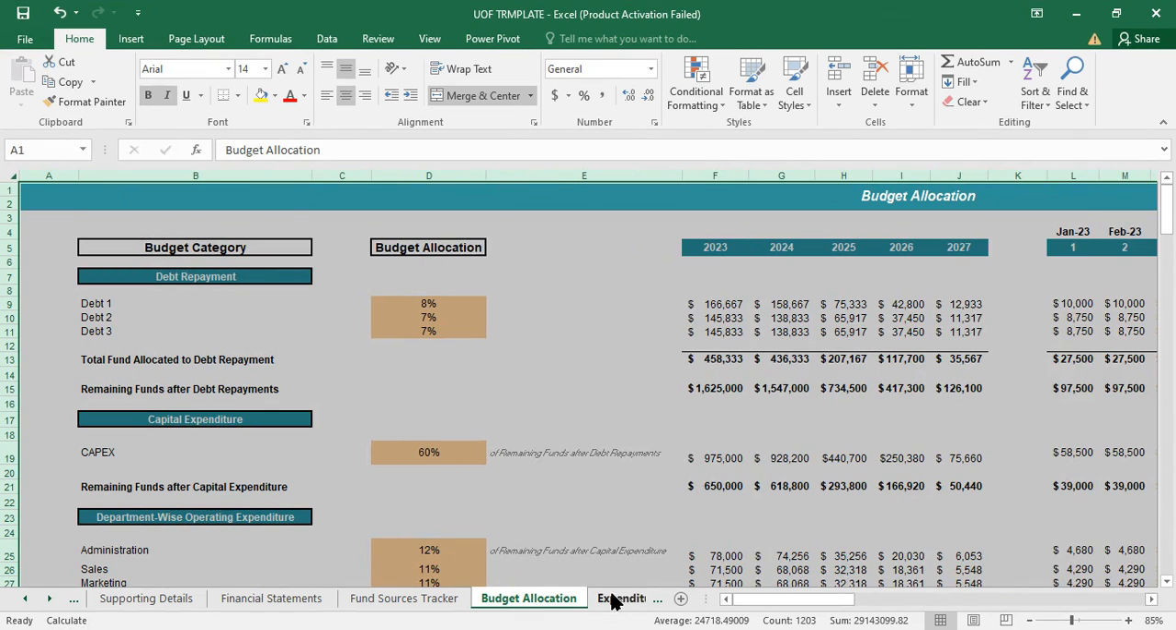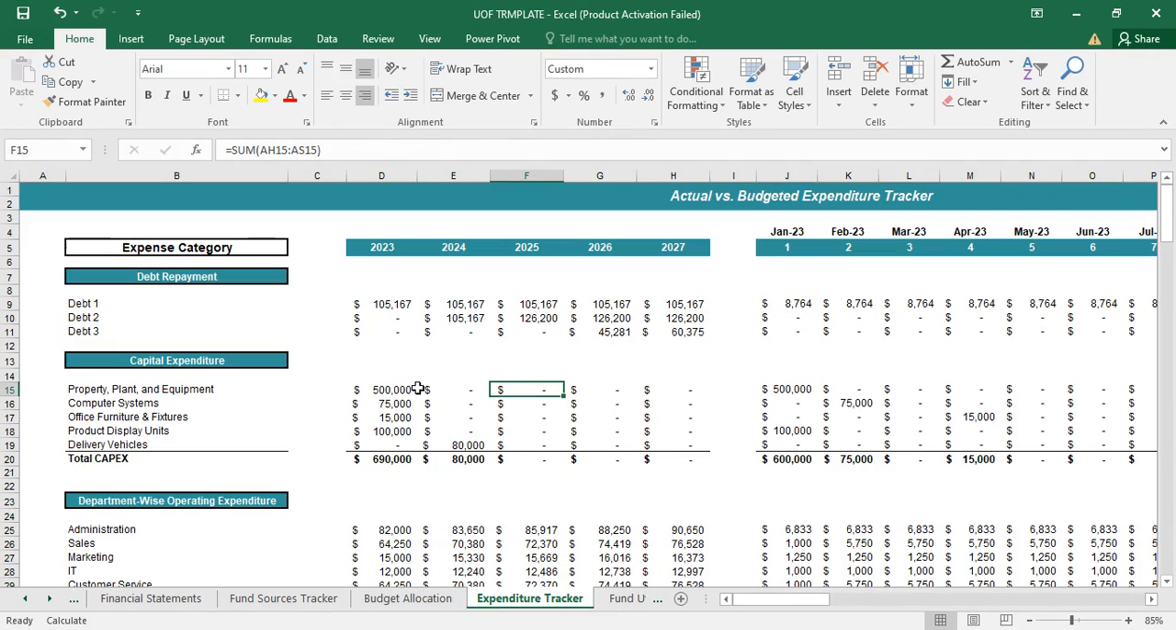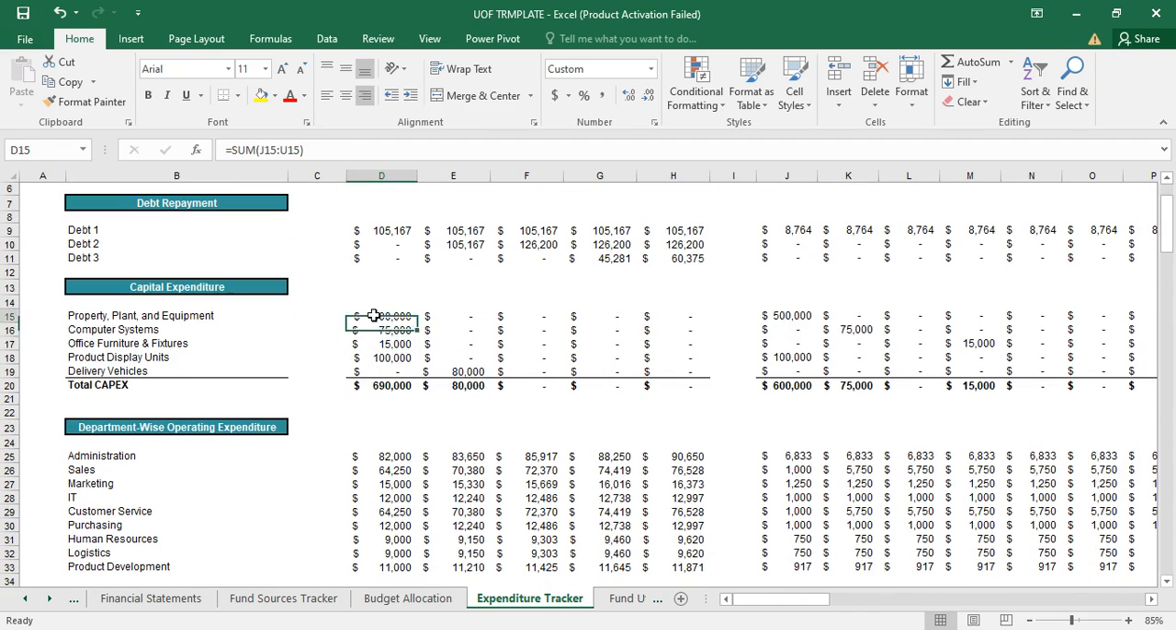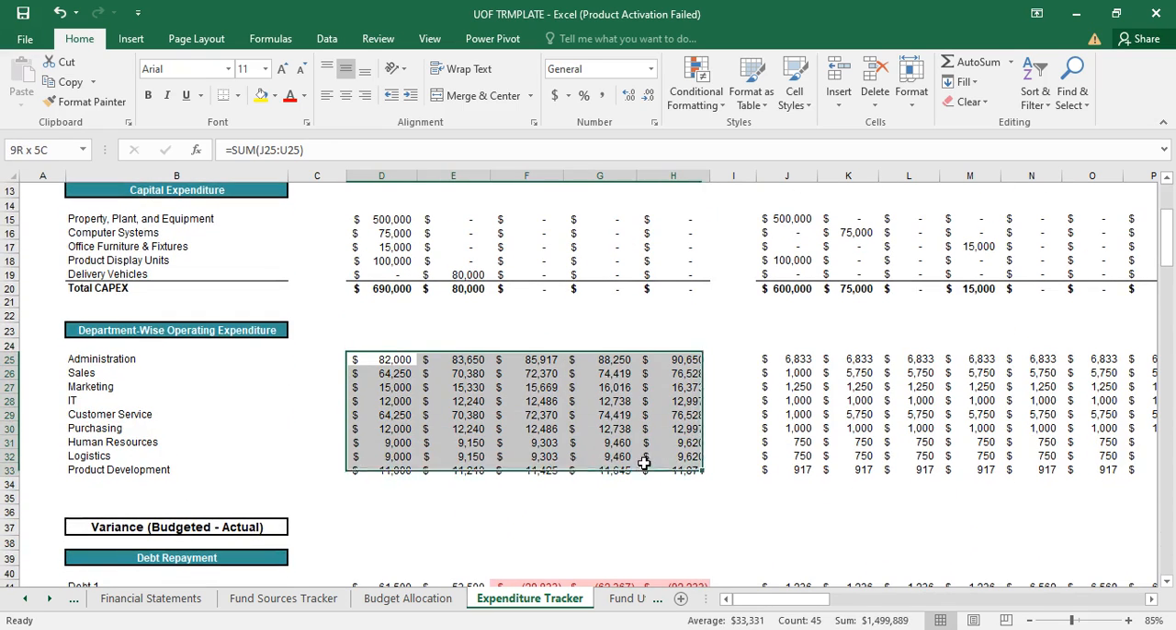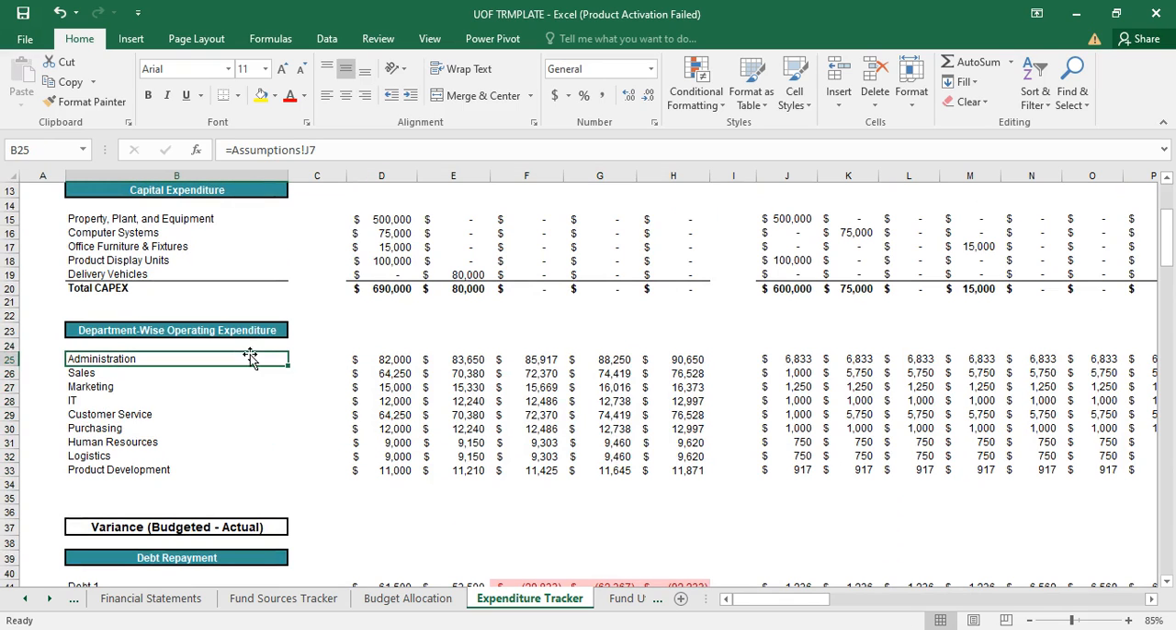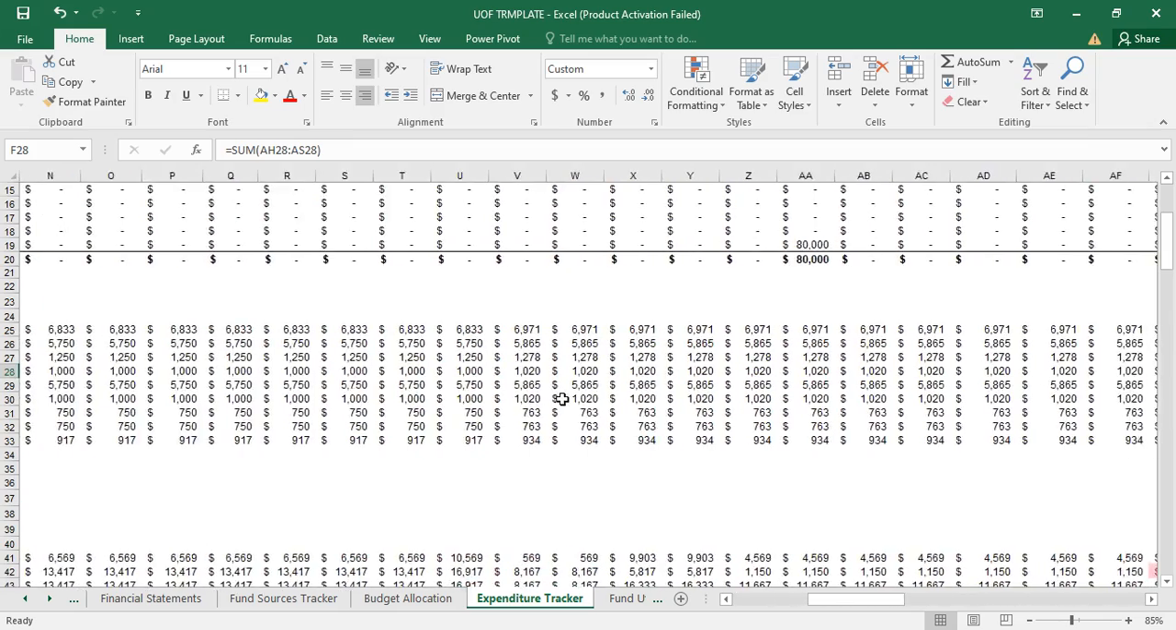Once we have allocated a certain amount of budget to each of the budget category, our next tracker shows us the expenditures and how they deviate from the budget. So in the first section of this tracker, we have included the expense categories and the actual expense being incurred in each category. So these are the actual debt repayments for each year. Then these are the capital expenditures incurred for each year, and then these are the actual expenses incurred for each department. Basically, the operating expenses incurred in each department for each year and for each month.